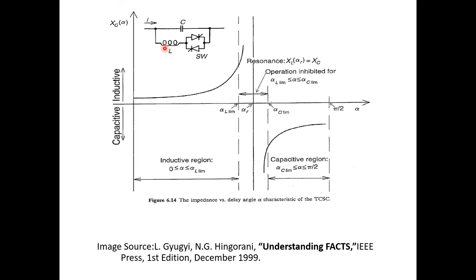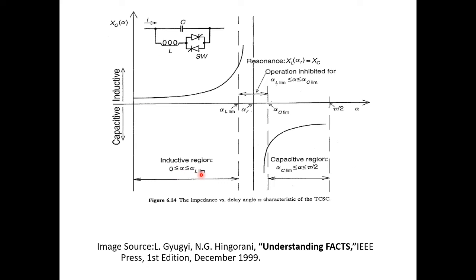Current limiting device. With these two parts, we have some XL reactance and some XC reactance. When these two cancel to 0, that condition is nothing but the resonance condition. There is no voltage. Two modes will be there: one is the inductive region, another is the capacitive region. The graph is plotted between XC and alpha, the firing angle.